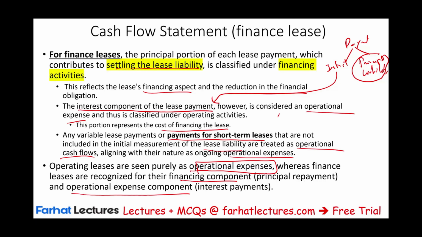The finance lease, remember, you have two components, an interest component and a principal component. The principal component is part of your financing. The interest component is part of your operating cash flow. So to summarize, if we have an operating lease and we're only dealing with the lease payment, it's cash flow operating. Those are the payments. Operating lease, cash flow operating should make sense.